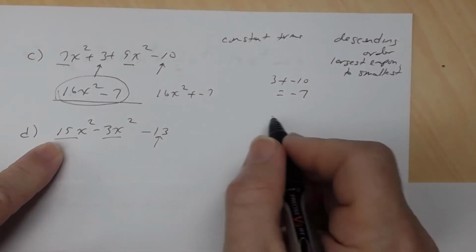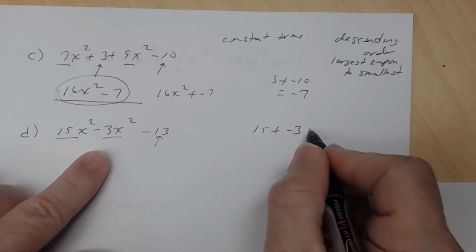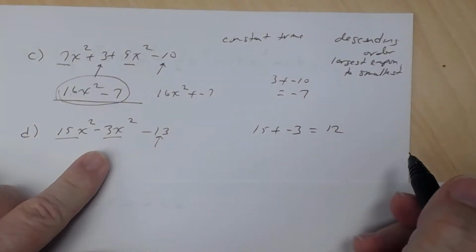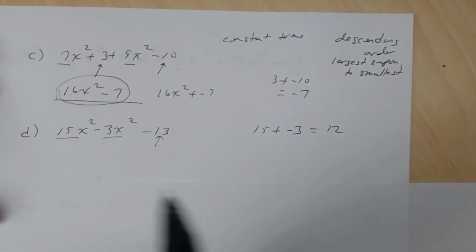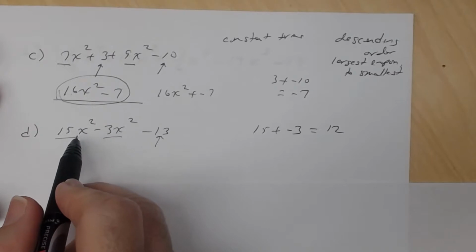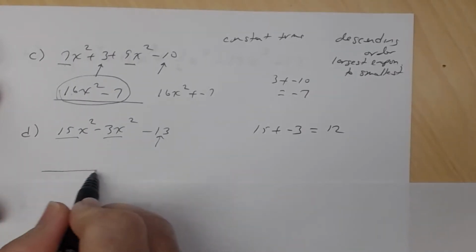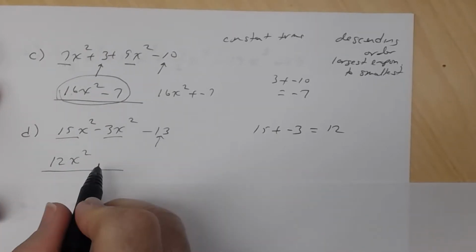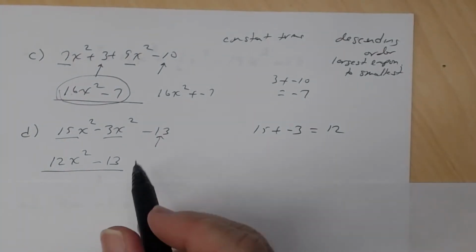So I'm going to say 15 plus a negative 3 is a positive 12. And if you don't remember your signs, just use your calculator. So therefore, 15x squared and a negative 3x squared is a positive 12x squared. And then the only thing left is this minus 13. So subtract 13. Okay, so there's your answer there. That's how we want to write it.